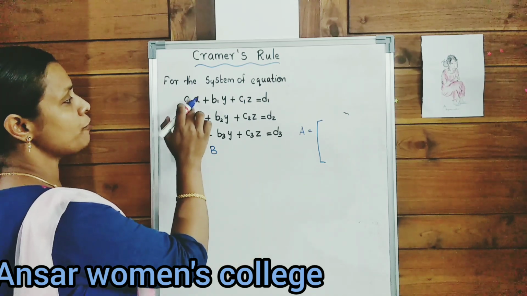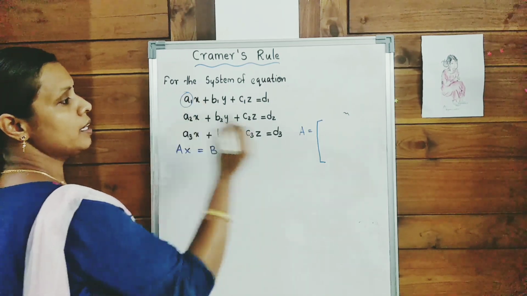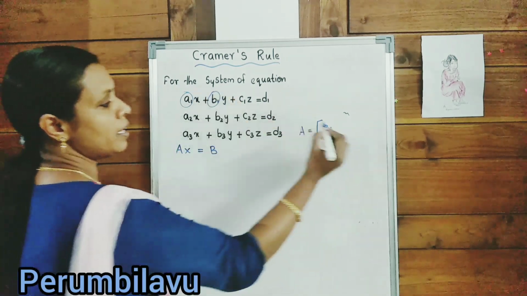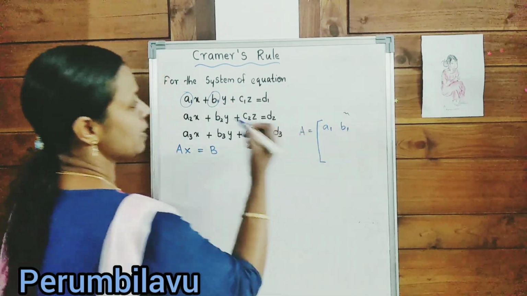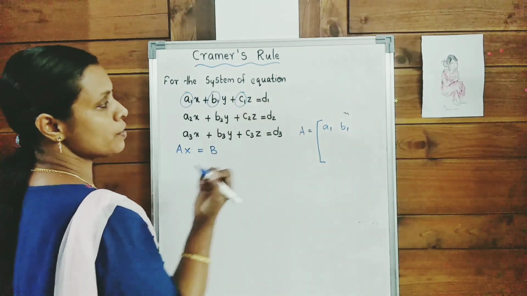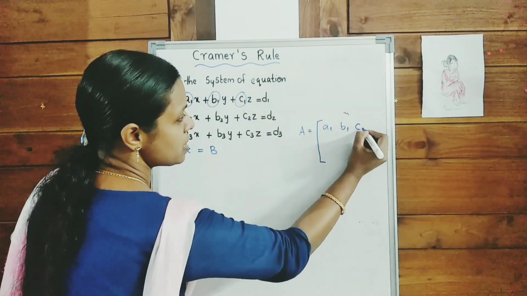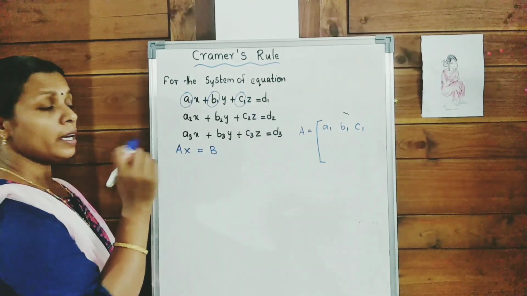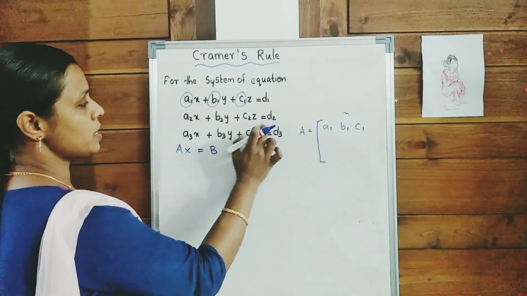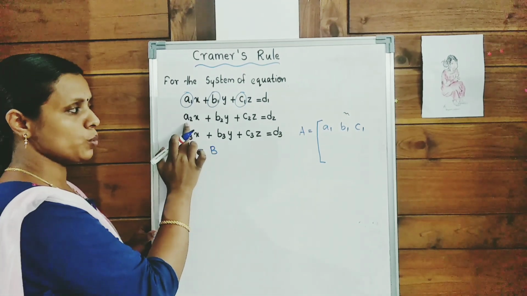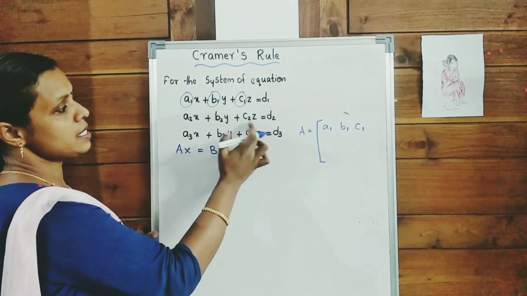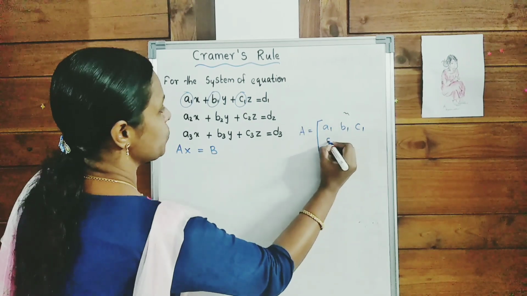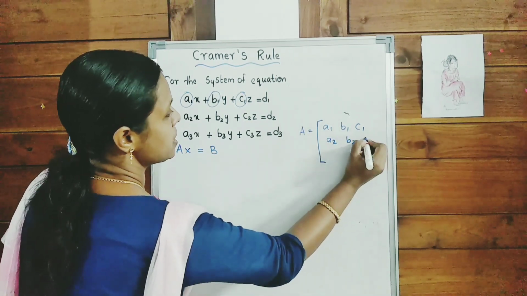First we write the coefficient of x is a1. We can write here a1. Y is b1. We can write b1 here. And c1, coefficient of z is c1. We can write c1. It is the first row here: a1, b1, c1. Next we consider the second equation. Here coefficient of x is a2, y is b2, z is c2. We can write here the second row a2, b2, c2.